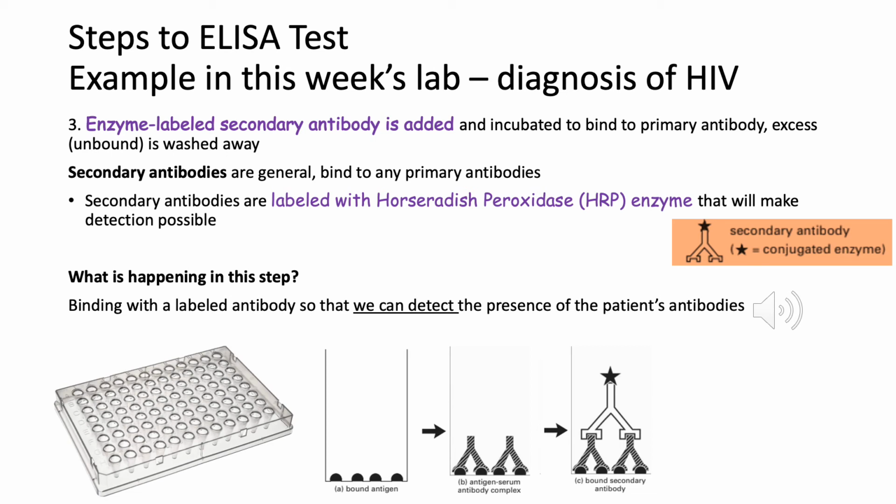So you can see in the picture below, the secondary antibodies are the white Y-shaped antibodies with that star on top, and that star is representing what they are labeled with, which is Horseradish Peroxidase enzyme, and that is going to make detection of these antibodies possible. So what's happening in this step is that it's binding with a labeled antibody so that we're going to be able to detect the presence of the patient's antibodies.